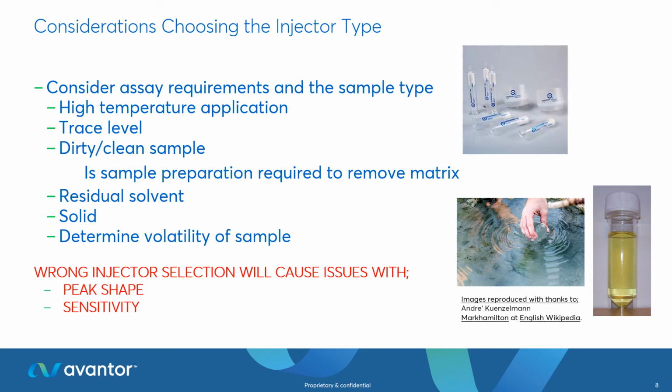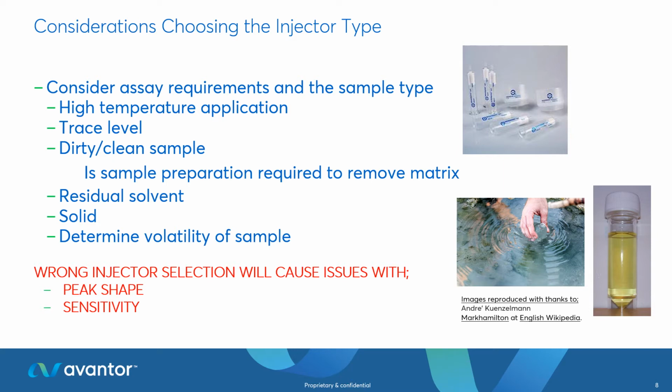In terms of other considerations when choosing the injector type, it's very important to consider the type of sample that we are using, and also the type of application that we want to do. So are we looking at a trace level? Are we looking at a relatively dirty sample, or a relatively clean sample? And here on the right we can see a variety of different types of samples that are commonly used in gas chromatography, ranging from urine to environmental analysis of some water products.